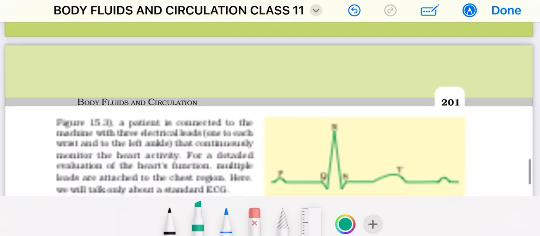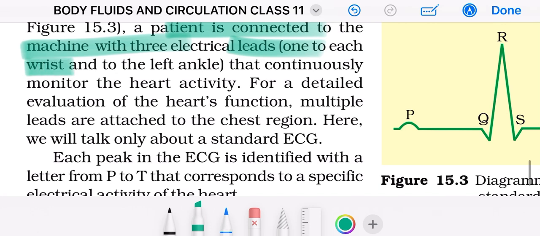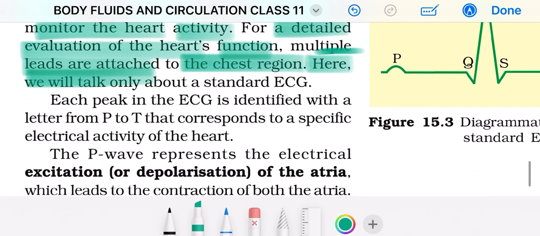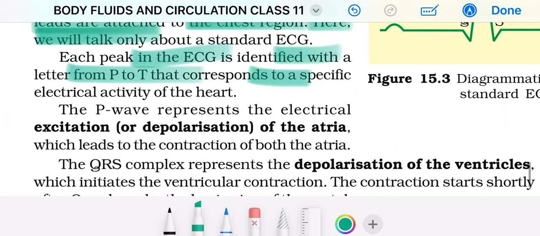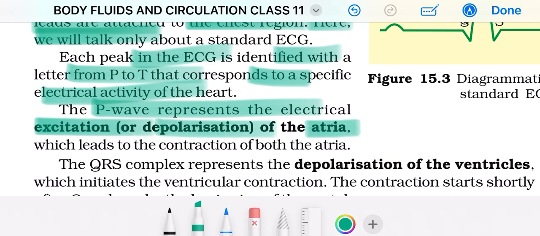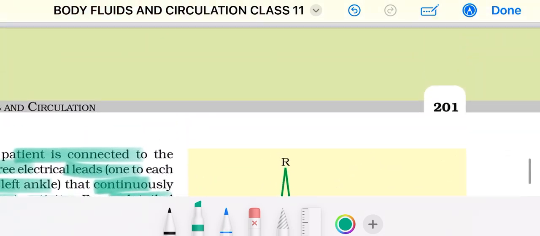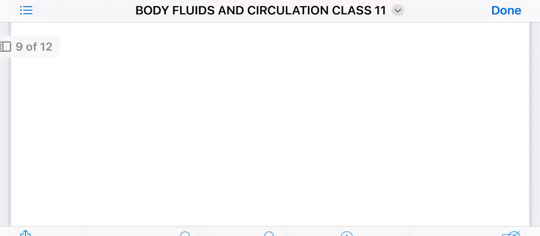To obtain a standard ECG as shown, a patient is connected to the machine with 3 electrical leads, one to each wrist and to the left ankle, that continuously monitor the heart activity. For a detailed evaluation of the heart function, multiple leads are attached to the chest region. Here we will talk only about a standard ECG. Each peak in ECG is identified with a letter from P to T that corresponds to a specific electrical activity of the heart. P wave represents electrical excitation, depolarization of atria, which leads to contraction of both the atria. QRS complex, P wave, QRS complex, and then T wave.